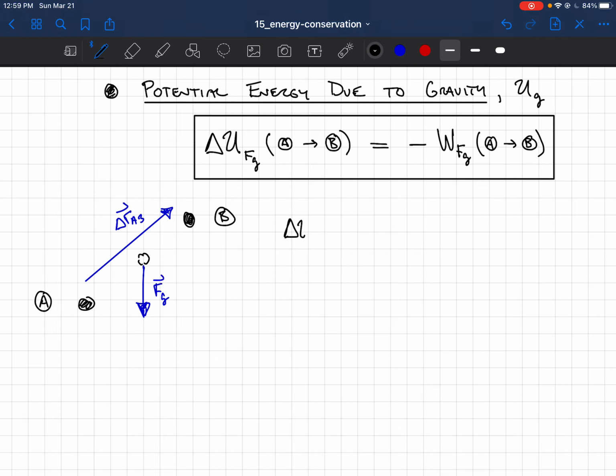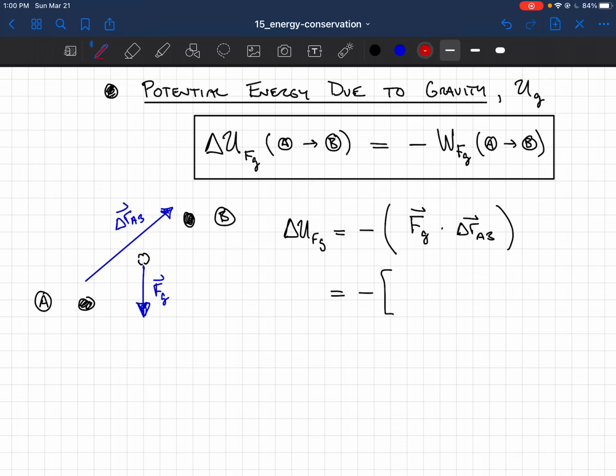So let's just write it out. So delta U Fg is equal to the work done from A to B, and that's going to be equal to Fg dotted with delta RAB with the minus sign out front that came from the definition here. Now, we could write down Fg delta R cosine theta, our definition of the dot product, but again, I'm going to use one of our alternative definitions, and that was the way that you can write it in components.